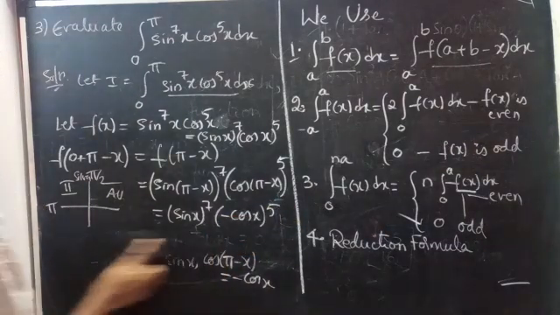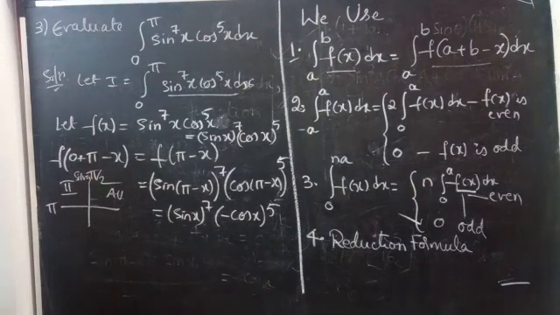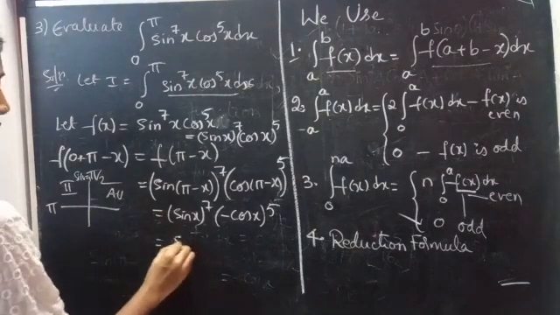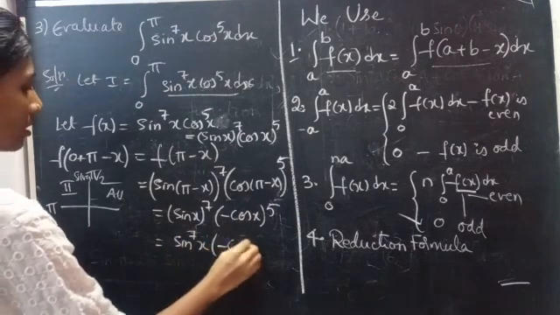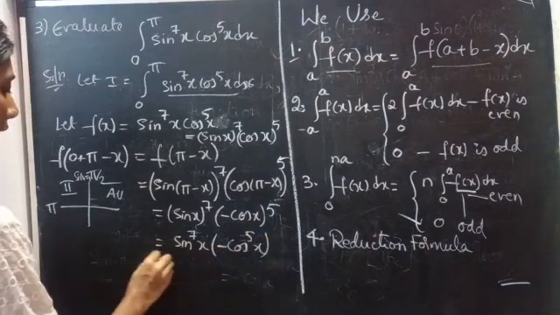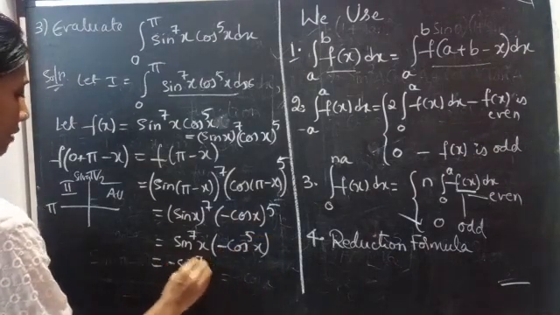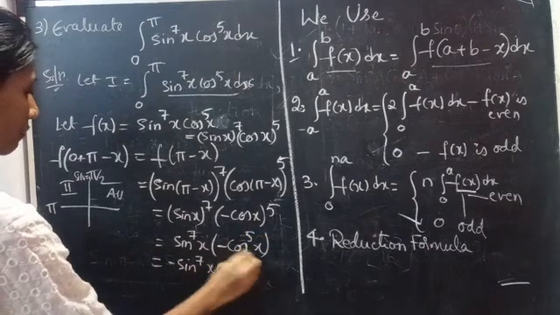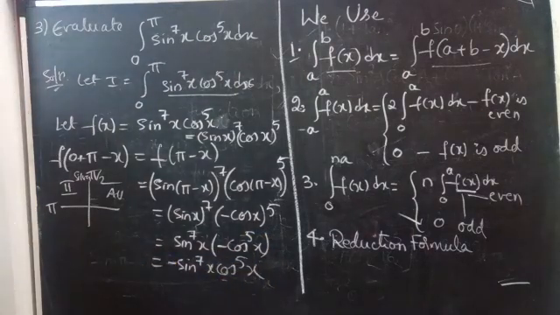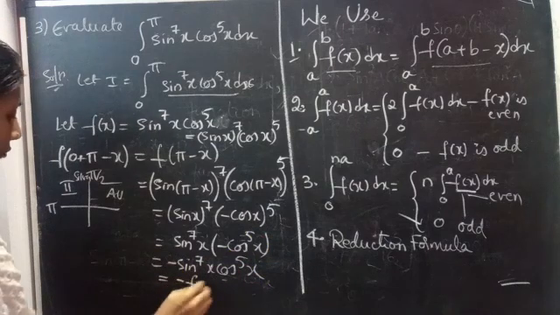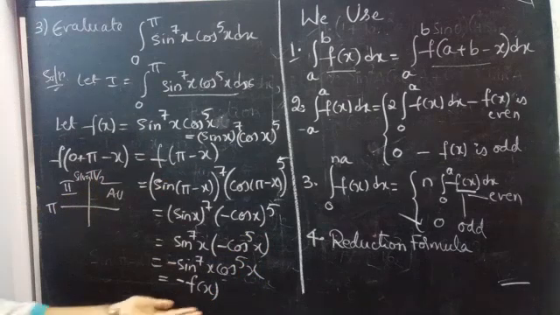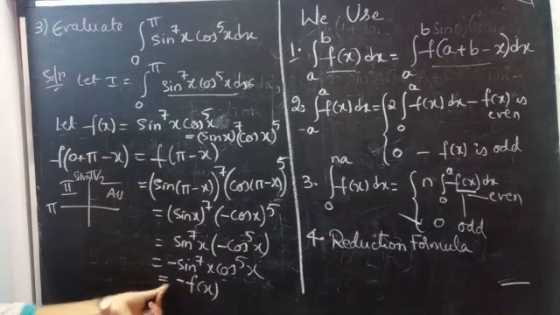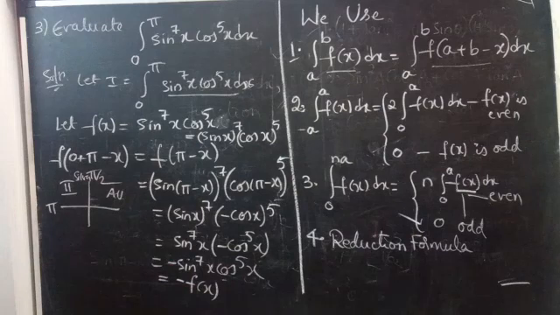Since in the second quadrant only sine and cosecant are positive, this equals sine power 7x into minus cos power 5x. So finally you'll get minus sine power 7x into cos power 5x, which is minus f of x. You considered f of pi minus x and got minus f of x. Since you have the minus sign, you can say that the function is odd.